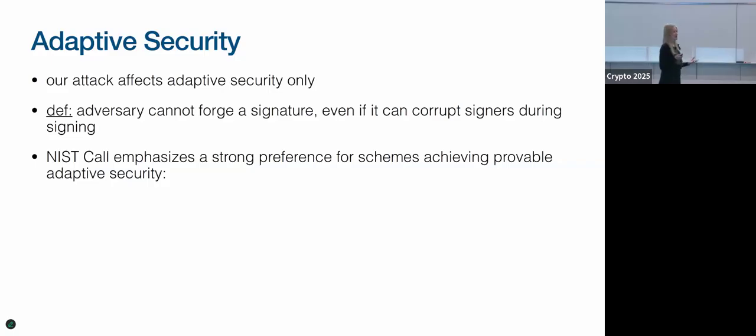Now, ROS relies on concurrency, but our attack fundamentally relies on adaptive security. So this is not an attack against static security. And adaptive security says that an adversary should not be able to forge a signature even when they have the added capability to corrupt parties as the protocol progresses. So this is in contrast to static security, where there's some set of corrupt parties at the onset before even keygen. And in the NIST call, they emphasize a strong preference for schemes that achieve provable adaptive security.